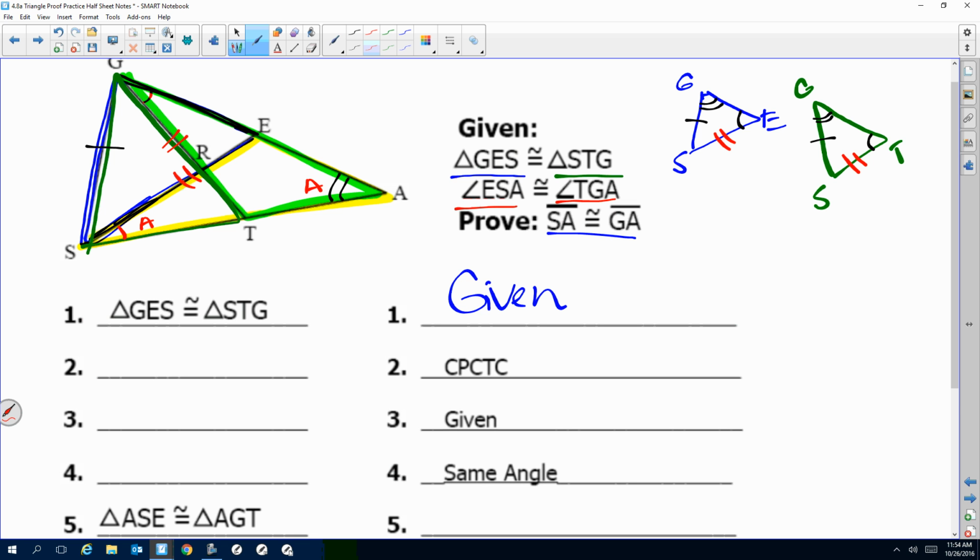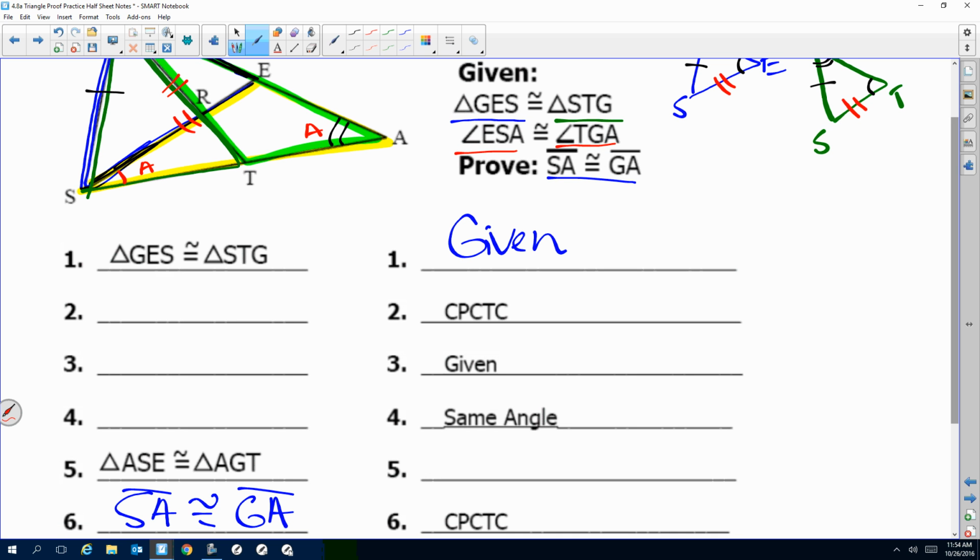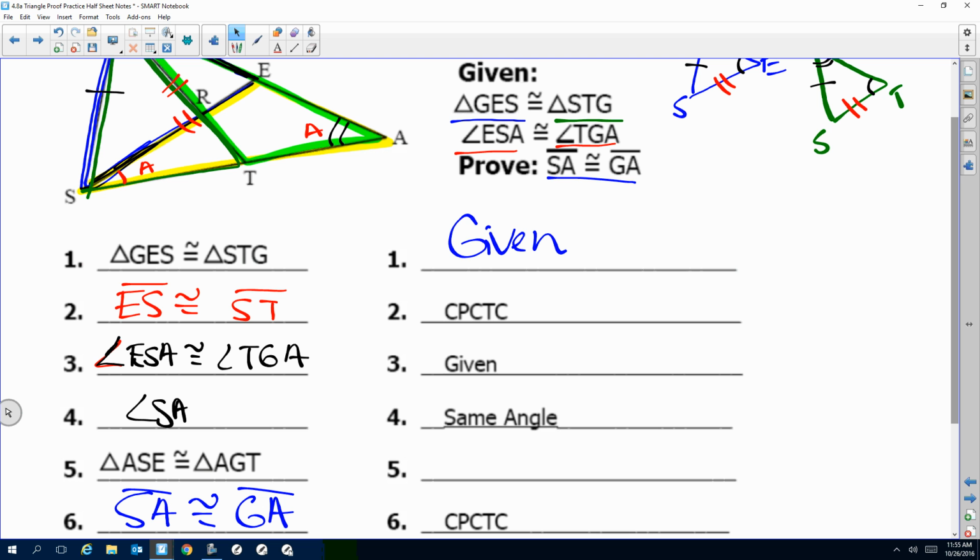Down here, which side did we mark to show that they have the same ES? So that's my CPCTC. ES is congruent to ST, because that was given. They started off with stating that they were congruent. Then another given statement. Angle ESA is congruent to TGA. Now let's name the same angle. Which angle did we say they shared? A. All right, so angle SAE is congruent to TAG, or GAT. TAG.